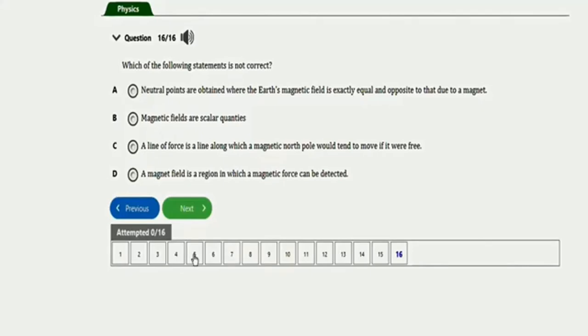So this question is obvious, guys. The right option will be option B. That's not a correct statement. Magnetic fields are vector quantities and not scalar quantities. Note it, guys. Magnetic fields, gravitational fields, and electrical fields, they are field forces, basically vector quantities. They are not scalar quantities. Alright, so the right option to this question is option B.